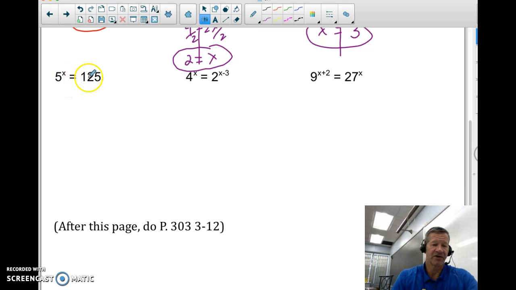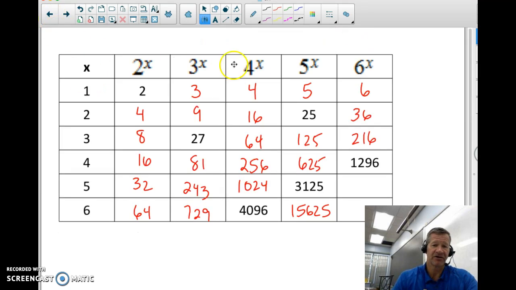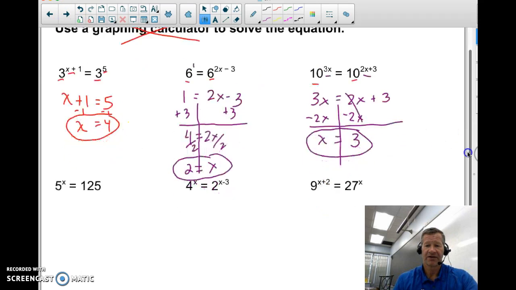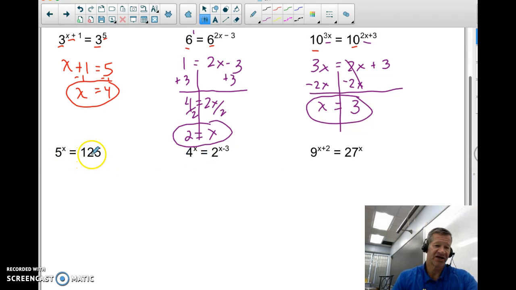What power of 5 is 125? If I look at my chart under 5 to the x, I can go down and see, oh, 125, that's 5 to the third power. Now, you can also do this using a calculator. You could take your calculator and guess and check. You could say, okay, 5 to, and then maybe you try the second power or the fourth power, and you kind of keep going until you can figure out that it's the third power.